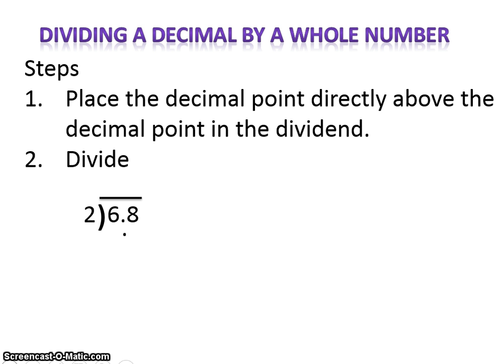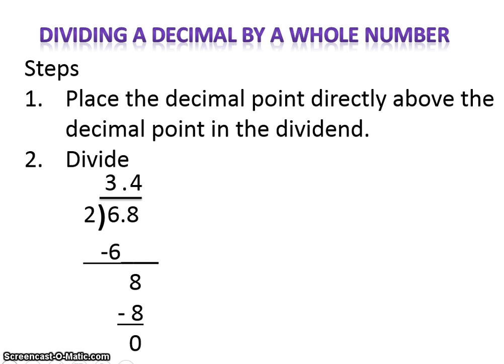Step 1, put the decimal in the quotient or in your answer directly above where the decimal point is in the dividend. And step 2, you divide like you've always divided. And so 6 and 8/10 divided by 2 is 3 and 4/10. Copy this down in your notes. Remember, you can hit pause.